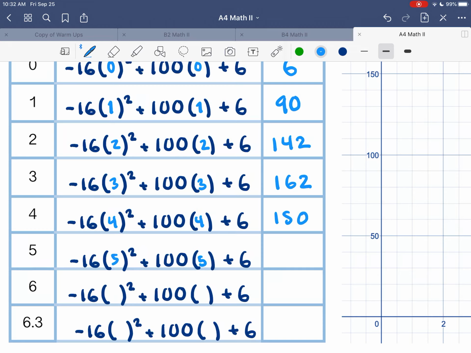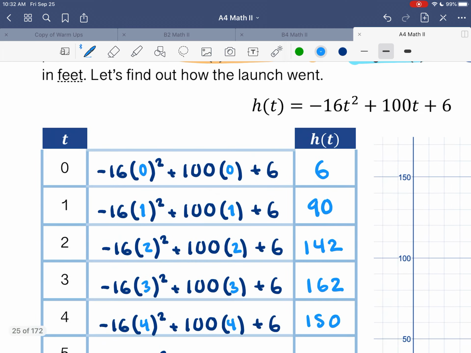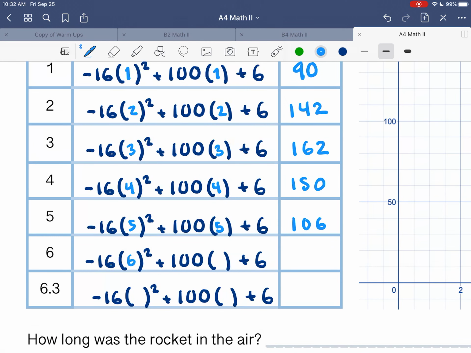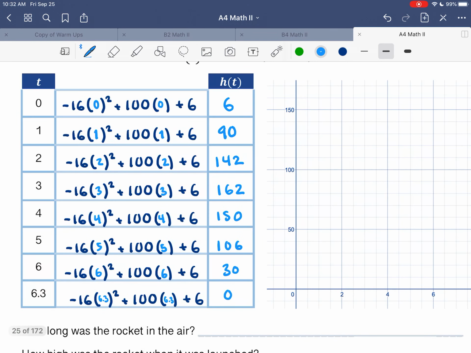For 5, you should have gotten 106. And for 6, whoa, going somewhere else. For 6, we have 30. And for 6.3, you get approximately 0. It's a very small decimal, but it's close to 0.